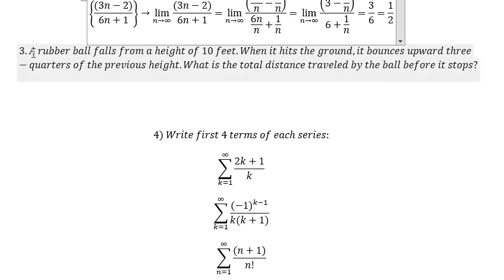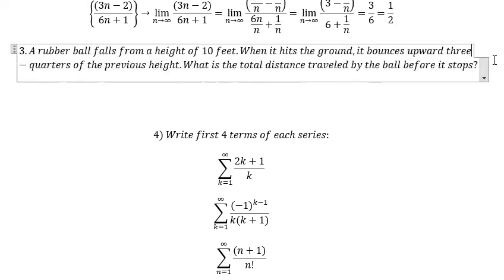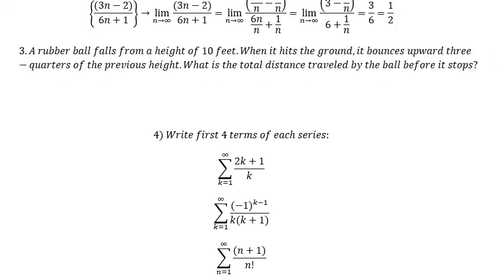Question number 3. A rubber ball falls from a height of 10 feet. When it hits the ground, it bounces up to 3/4 of the previous height. What is the total distance traveled by the ball before it stops? Now I will show you how to answer.